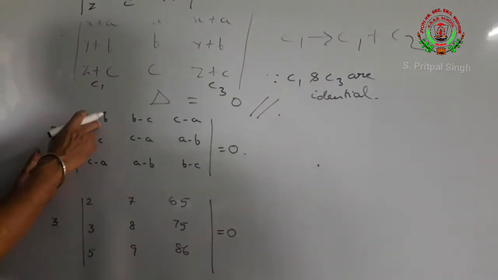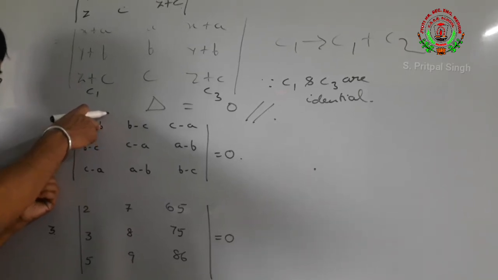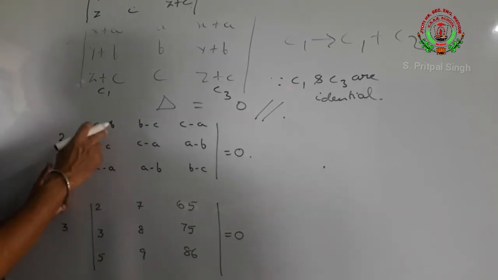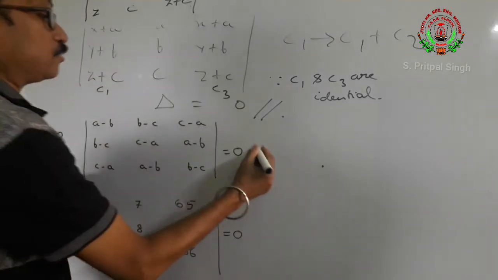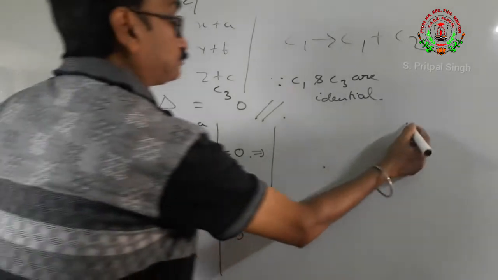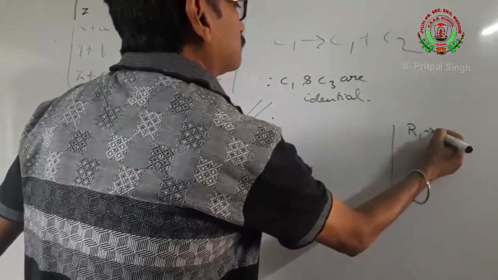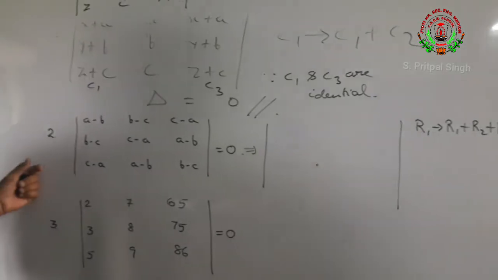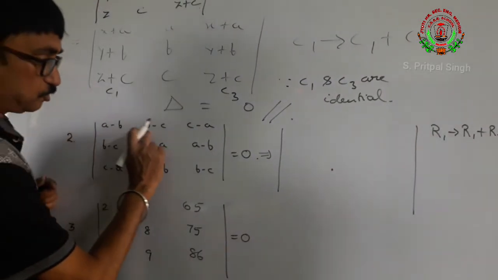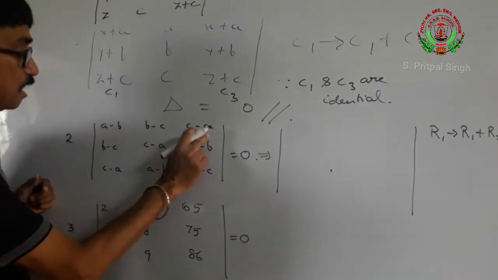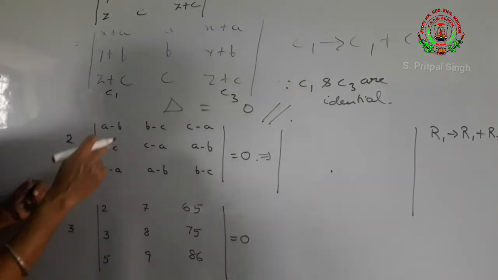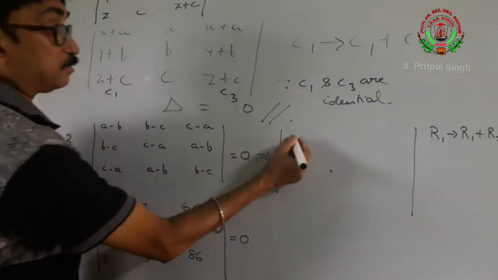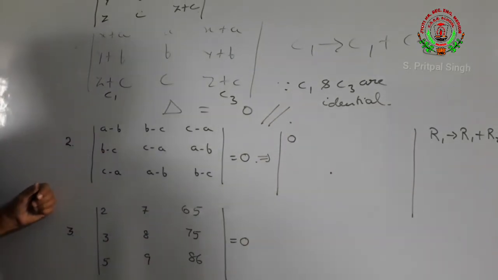Now if we are going to add up all the elements row wise or column wise, R1 plus R2 plus R3 or C1 plus C2 plus C3, what we will get, let us see. If we now add R1 equals to R1 plus R2 plus R3, R1 is going to change. So A minus B plus B minus C plus C minus A, all the elements will be cancelled out, we will get 0 in the R1.